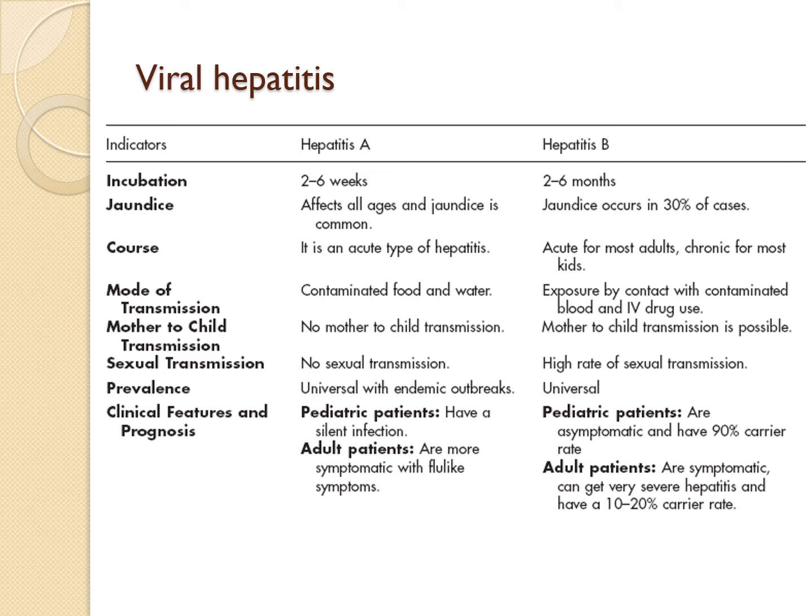It spreads through contaminated food and water and through the fecal-oral route. Vaccination is also available for hepatitis A, and there is full recovery in this case. The incubation period is 2 to 6 weeks, it affects all ages, and jaundice is the common feature. Contaminated food, as already told. It never transmits from mother to child, no subsequent transmission. It is universal, with endemics and outbreaks, and adults have more symptoms.